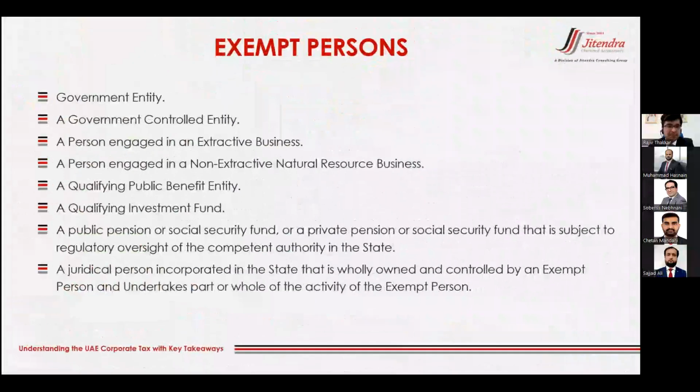Moving to our next topic, exempt persons. Simple and very straightforward. Now, exempt persons include government entities because they are doing the services. There are other government controlled entities in an extractive business, because a person who is engaged in the extractive business is already subject to Emirates level taxation. A person engaged in a non-extractive natural resource business, a qualifying public benefit entity, a qualifying investment fund, a public pension or social security fund, or a juridical person incorporated in the state who is wholly owned and controlled by an exempt person.